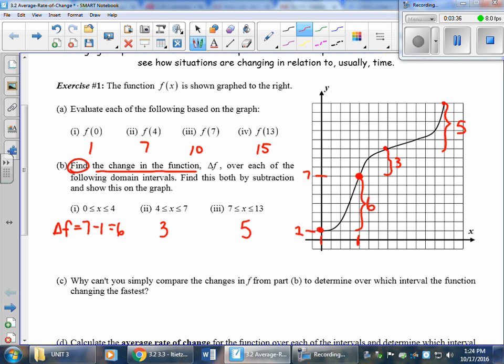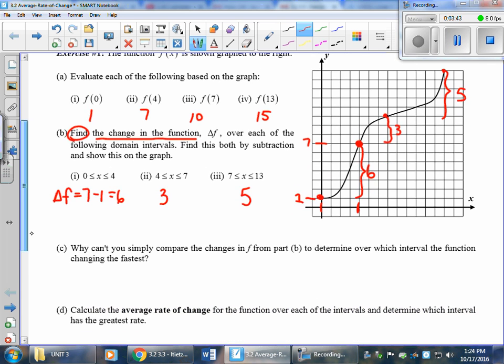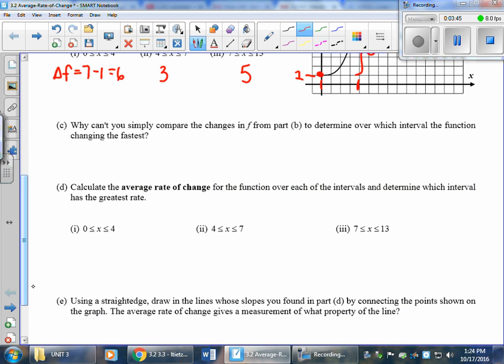So that's why we need to discuss the average rate of change. So let's move on to D. You can pause the video and use your own words to answer letter C there. D says, calculate the average rate of change for the function over each of the intervals and determine which interval has the greatest rate. So, we're simply going to do the change of f over the change of x.